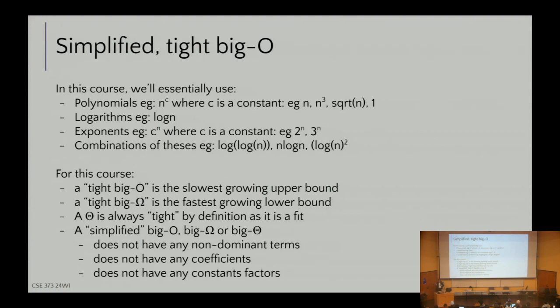Another term you might hear us say is simplified tight. Simplified is me just being really explicit about dropping the coefficients, dropping any non-dominant terms, dropping any constant factors. I really should have put an example on this page. But if I had f of n equals 4n squared plus 3n plus 10, the tight big O might be 4n squared, but the simplified tight big O would just be n squared. So I dropped out the non-dominant terms, I dropped out the coefficient.